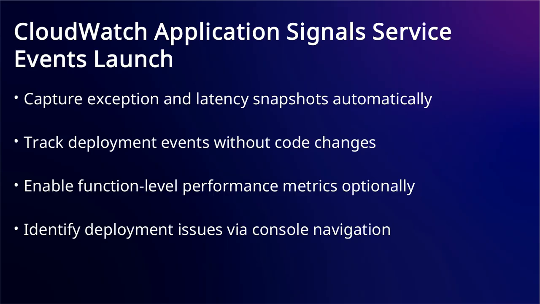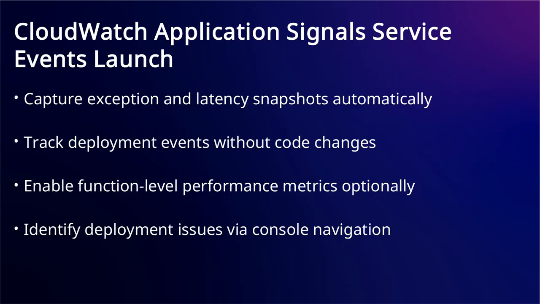You can capture exception and latency snapshots automatically once Application Signals is active on your application. You can track deployment events without additional code changes by using AWS SDKs or the CloudWatch Observability (EKS) add-on for instrumentation. You can enable function-level performance metrics optionally to gain deeper visibility into your application behavior.